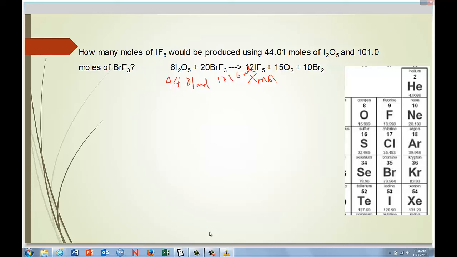I'm going to do I2O5 first. So I'm going to cross that one out for now, and I'm just going to focus on 44.01 moles of I2O5. In order to go from one compound to another, I have to go through moles first. If it was in grams or liters, I would have to convert it over to moles before I can do the conversion. I'm already in moles, so I don't have to worry about that. To go from moles of one to moles of another, I use the coefficients.